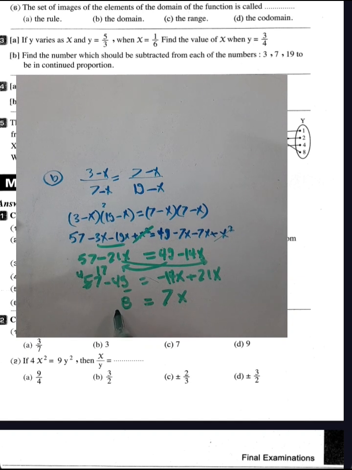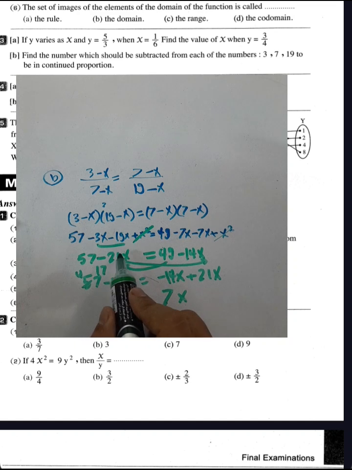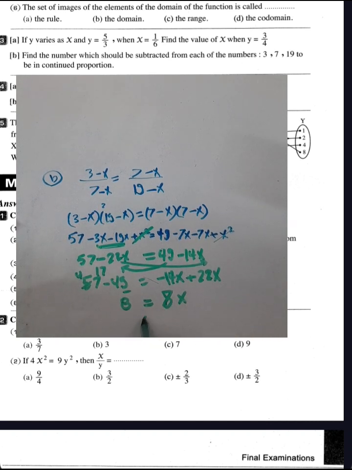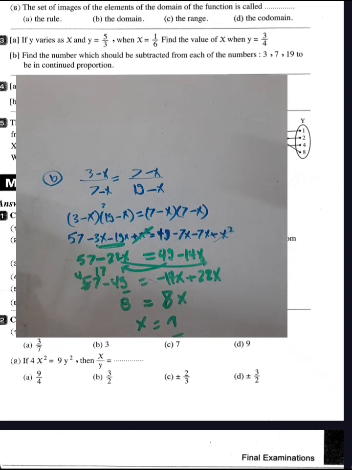Okay, we have here 21, we have 22, 3x and 19x will be 22x. The result will be 8, then x will be equal to 1. Okay, then the number will be 1.